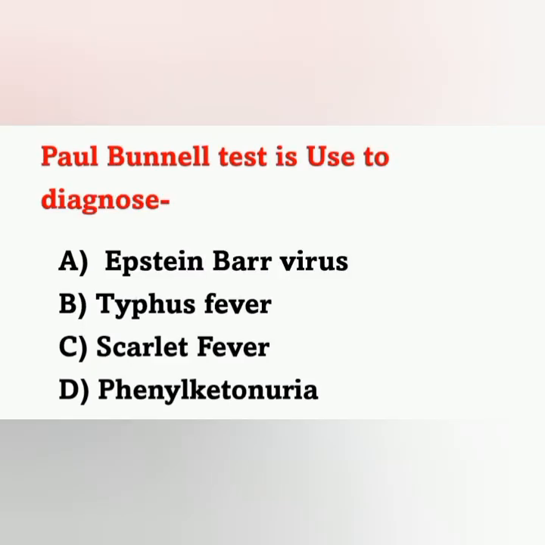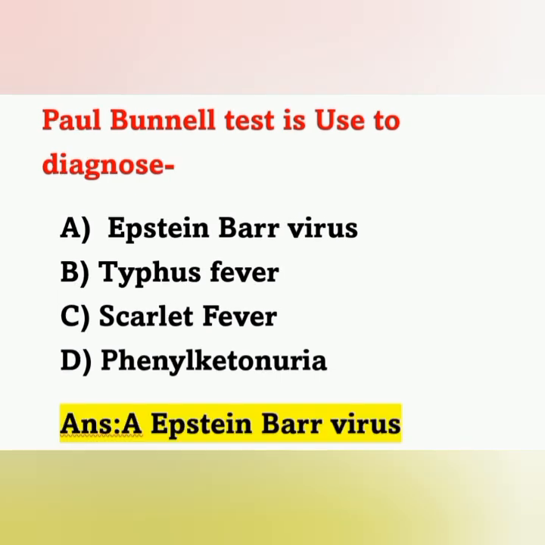Paul Bunnell test is used to diagnose which condition? Options: Option A, Epstein-Barr virus. Option B, typhus fever. Option C, scarlet fever. Option D, phenylketonuria. Paul Bunnell test is used to diagnose Epstein-Barr virus. Option A is the correct answer.